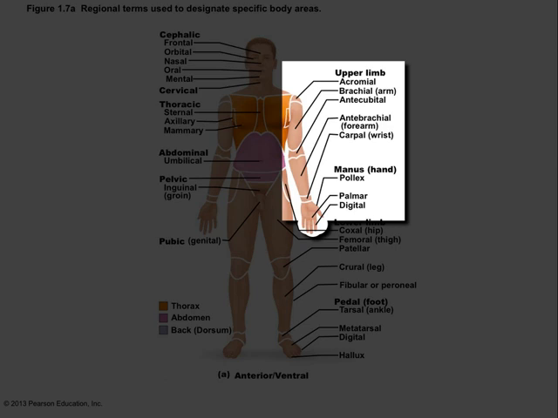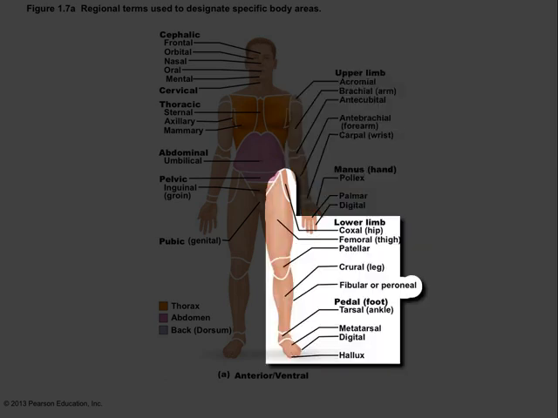The thumb is called the pollex. The palmar area is, of course, the palm of your hand, and your fingers are your digits. Now, moving on to the lower limb, we get to the thigh, which would be the femoral region. Sorry, I skipped the coxal region, which is the hip.